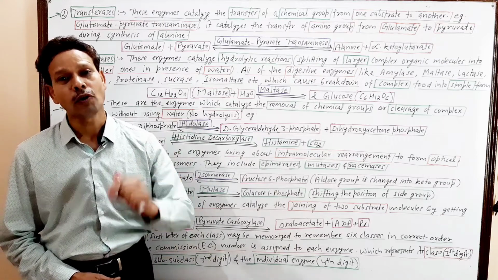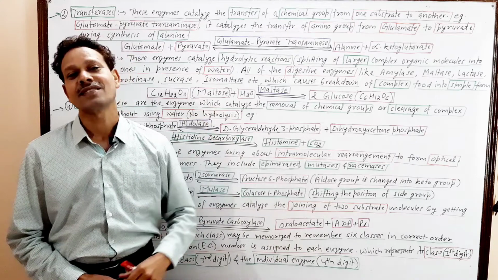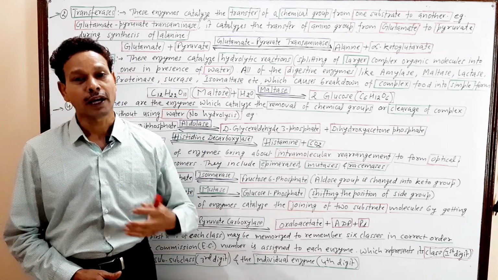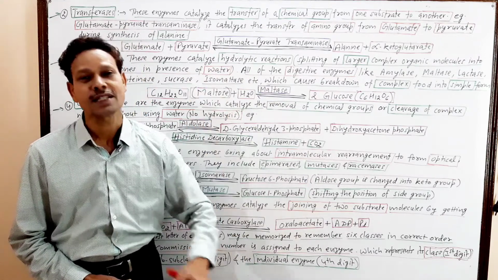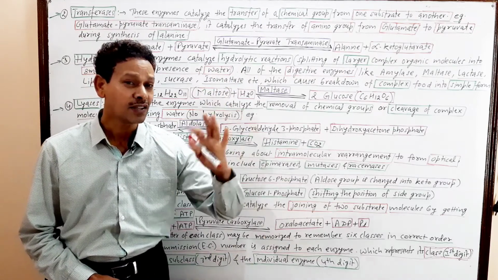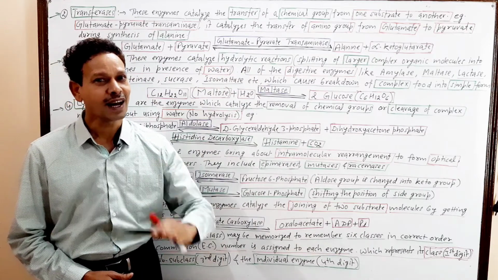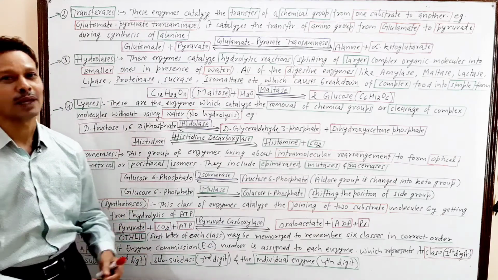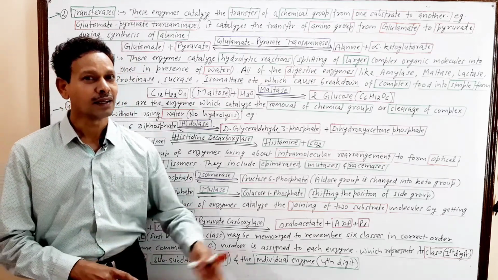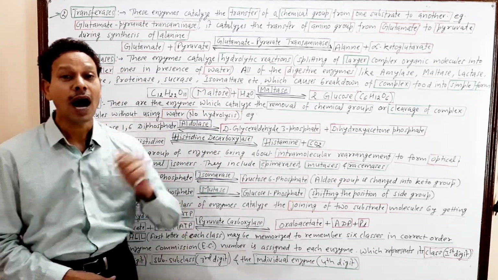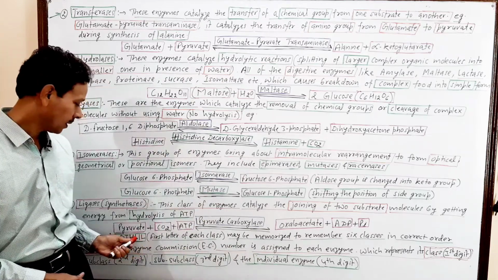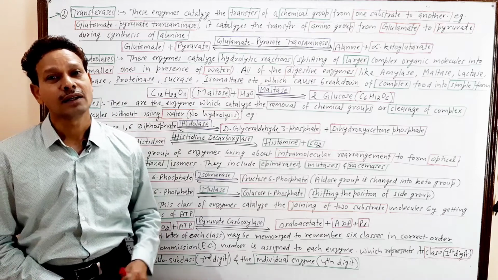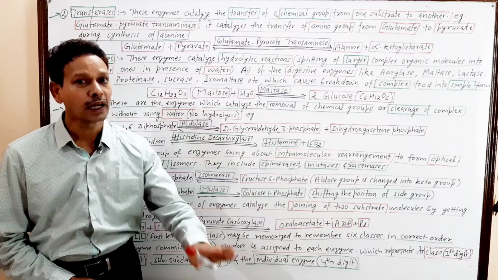But the present mode of classification is the IUB system. The International Union of Biochemistry, in 1961, proposed the latest mode of classification, and according to this, all enzymes are classified in 6 classes. NEET students, competition students, these are memorized by using a common word, OTHLIL: oxidoreductase, T transferase, H hydrolases, L lyase, I isomerase, and the last L ligases. All enzymes are classified in 6 groups.